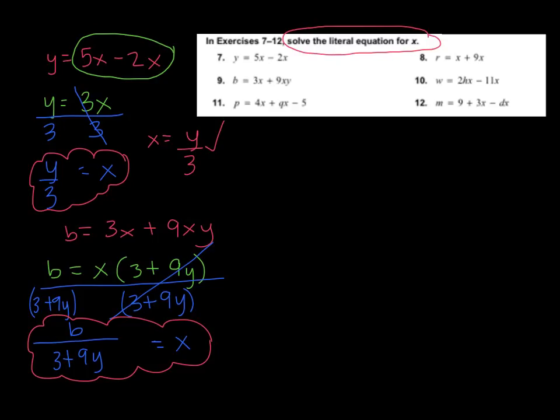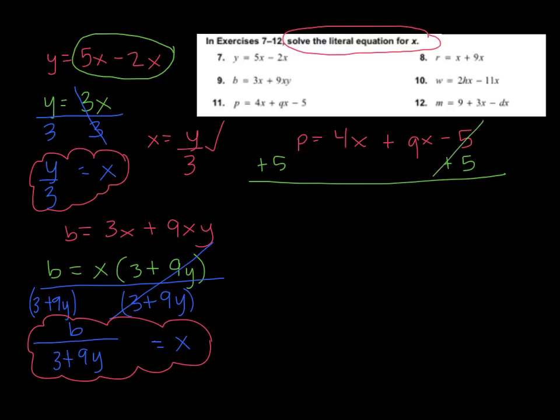It's very similar to 10, so you might want to pause the video and do 10 now if you're working on your homework. And I'm going to go ahead and work number 11. So for number 11, we have p equals 4x plus qx minus 5. We did one like this in your notes. So when you have more than one term on the right, like we have a 4x plus a qx minus a 5, notice that 5 doesn't belong. It's not similar to what we're looking at. So I want to go ahead and move it to the other side first. So I'm going to do the opposite, which is adding 5.